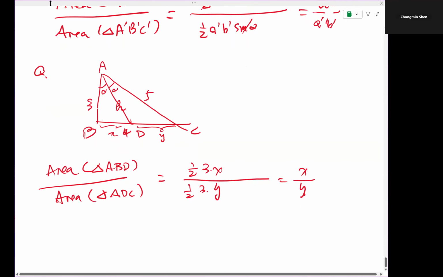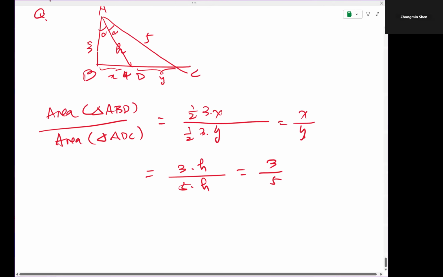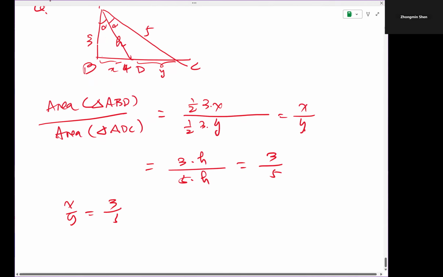And then you can also use the same angle, right? That is because they have the same angle. That will be 3 times h over 5 times h, right? So that is going to be 3 over 5. So now you have x over y equals 3 over 5.